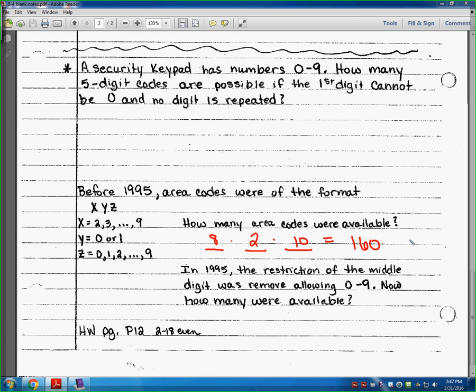160. Very good. In 1995, the restriction of the middle digit was removed, allowing 0 through 9 instead this time. Now how many are available? So what they're saying is the first one and the third one, nothing changed. So that's still 8 and 10. But the middle digit is now allowed to be 0 through 9. So how many options are available for the middle digit? 10. So multiply, and what do you get? 800.